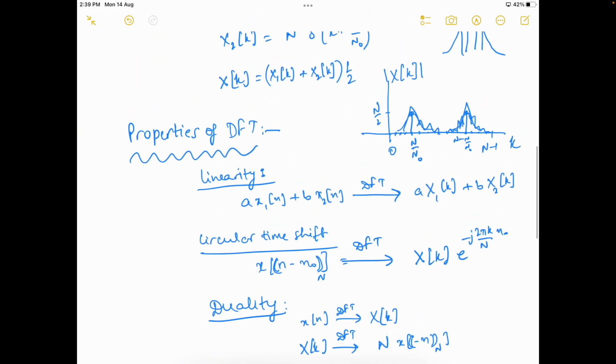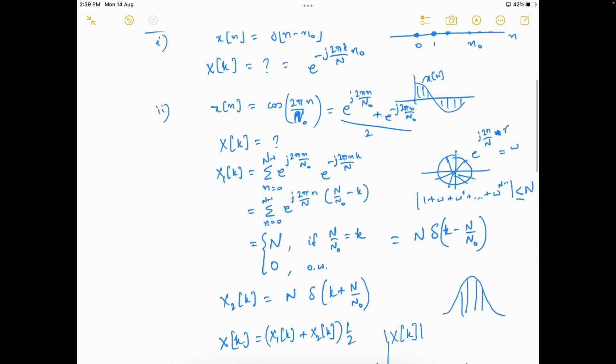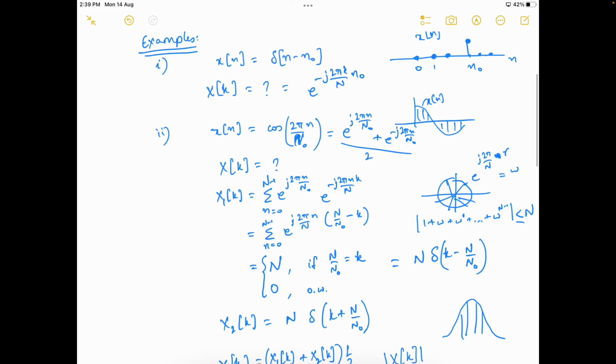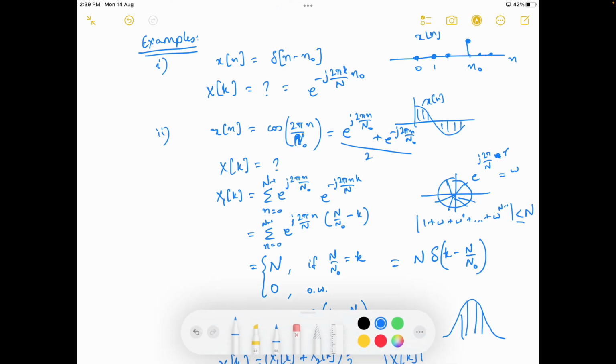Now just verify it with your cos(2 pi n / n0). So in this, it was a real signal, right? Does it satisfy that property in the X[k]?